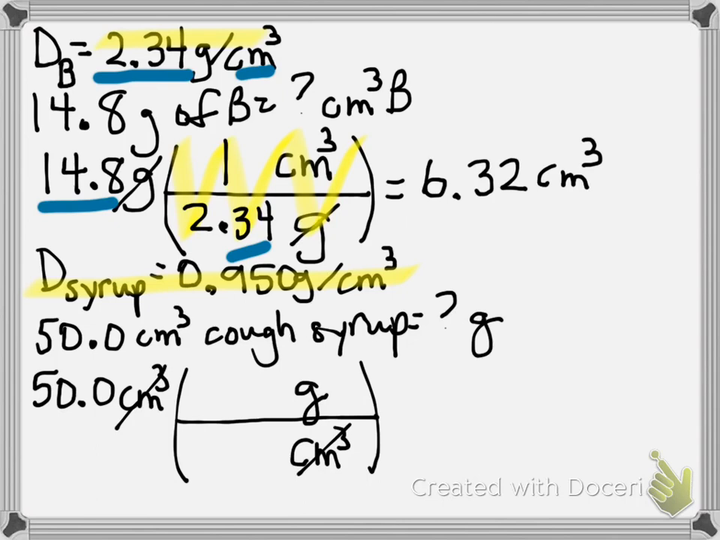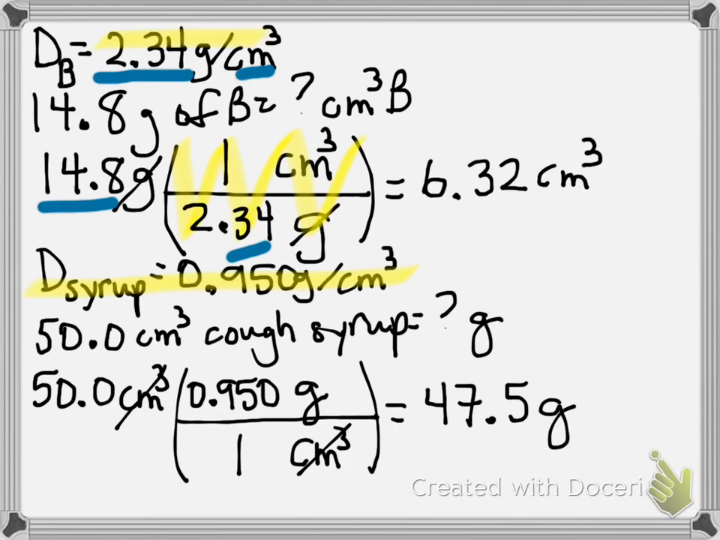In front of cubic centimeters, I have 1, and in front of grams, I have 0.950, which means this time I'm going to be multiplying. And again, in terms of significant figures, we have 3 significant figures in 50.0 and 3 significant figures in our density. So our answer should have 3 significant figures. So we end up with 47.5 grams of the cough syrup.